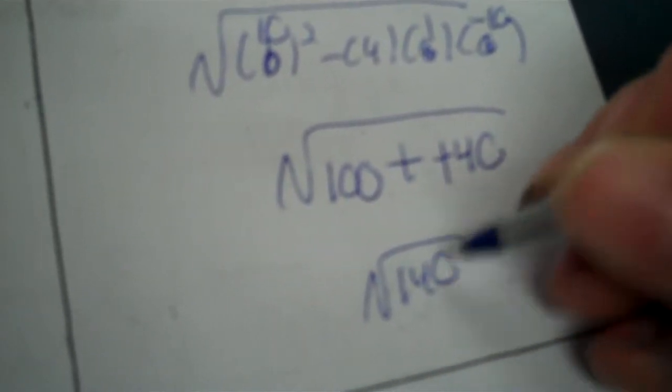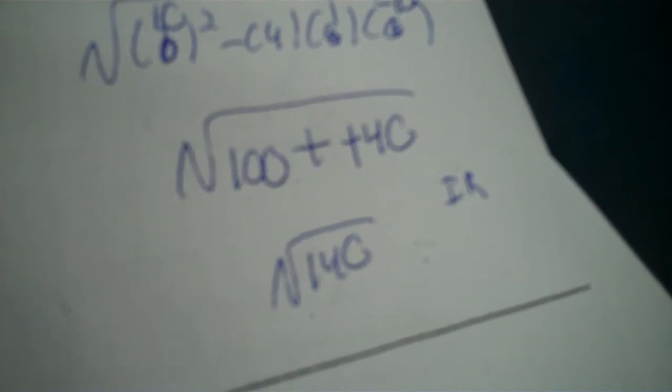Square root of 140 is an irrational decimal, so I'm going to put IR, it's not whole. And then I square root it on a calculator, it's approximately 11.83. Okay. So, irrational decimal you can't factor, you have to go to the quadratic formula.